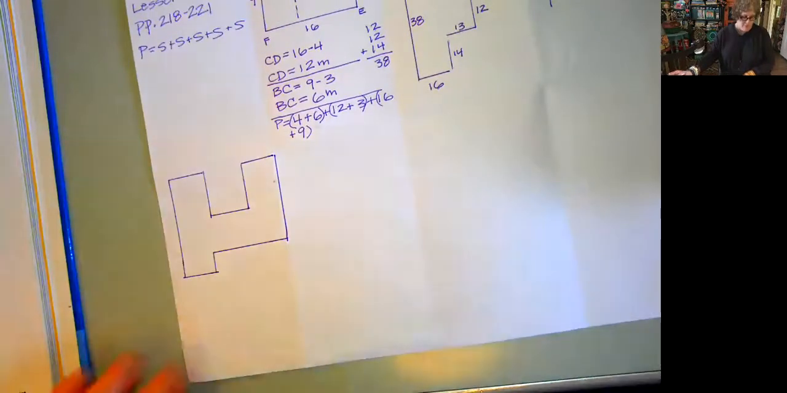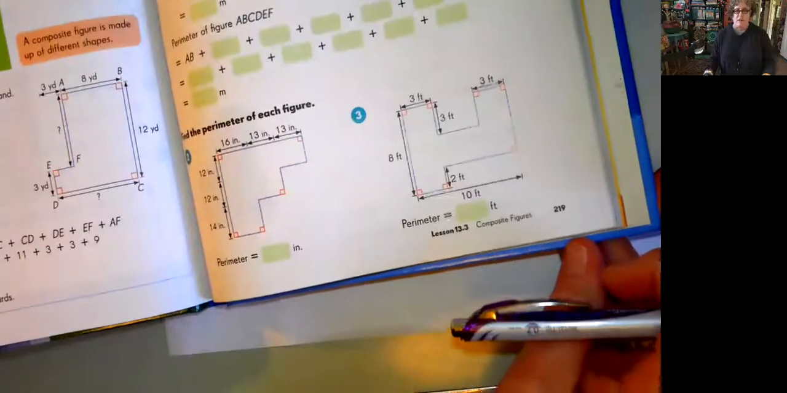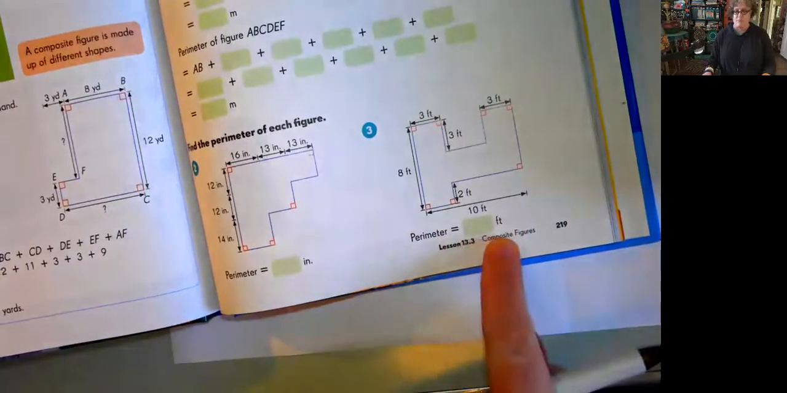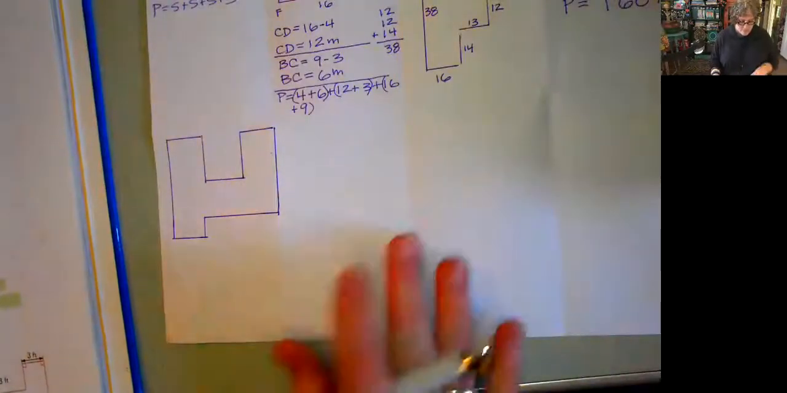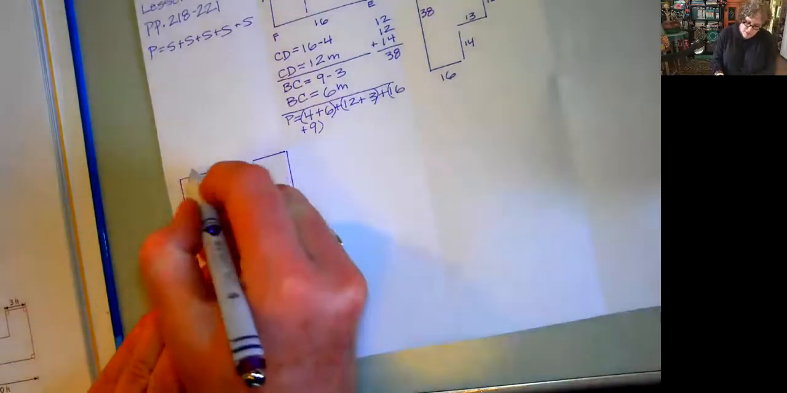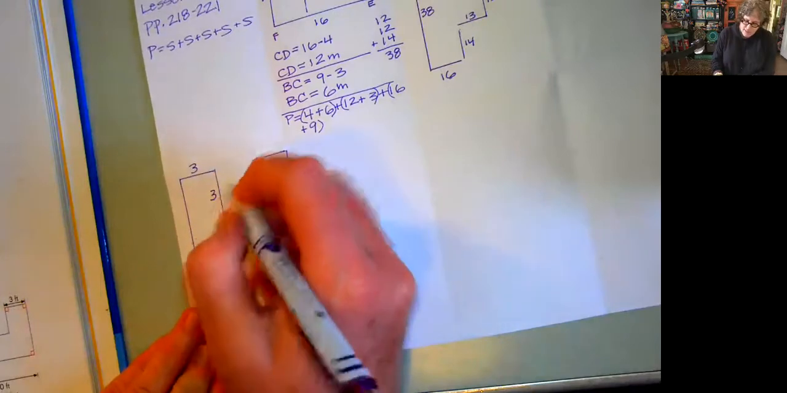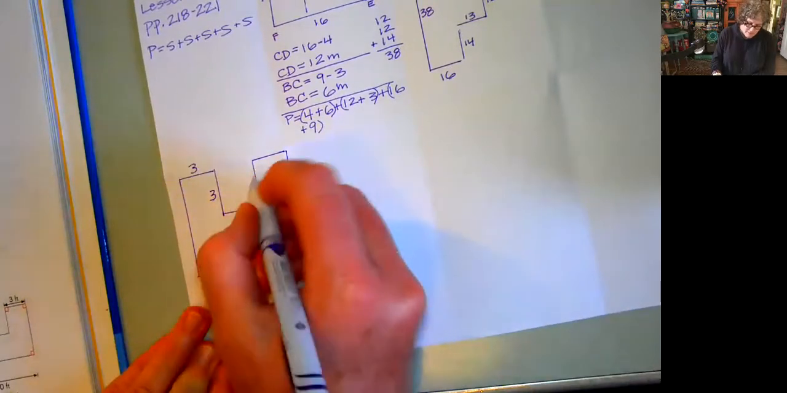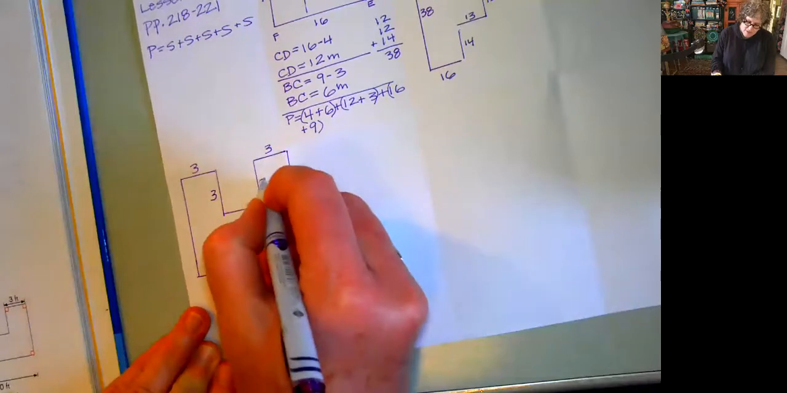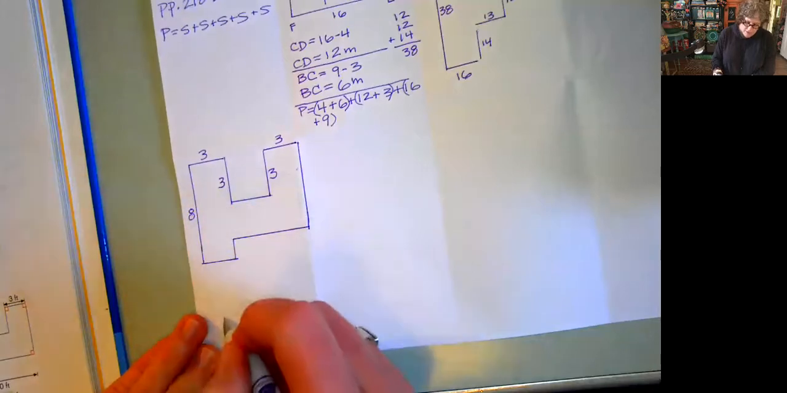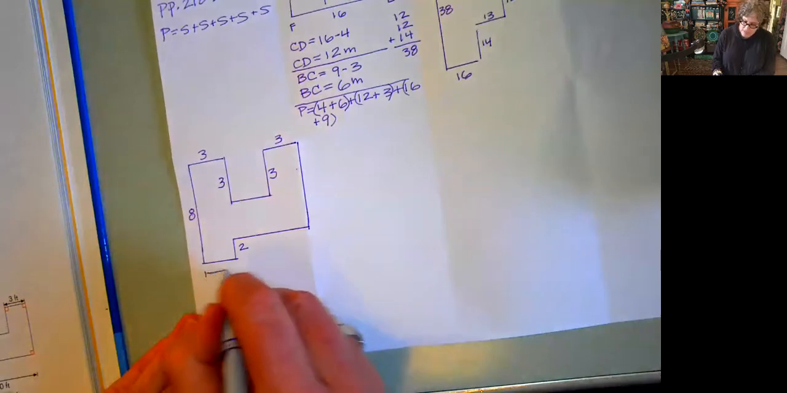Okay, so we have something that looks roughly like that. Here's what it looks like in the book. If you don't have your book with you, it looks like this. Okay, and they're asking us for the perimeter. So we're going to look and see what we know. We know that this is 3. We know that this is 3. If we know that this one is 3, we know that this is 3 because they're the same length. We know that this is 8. We know that this is 2. We know that this whole length is 10.